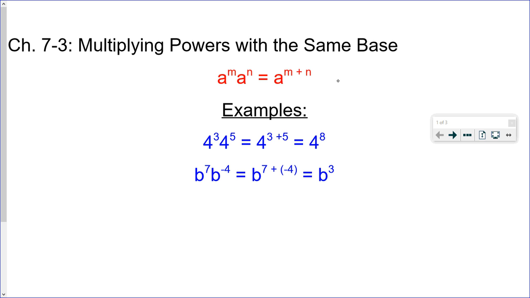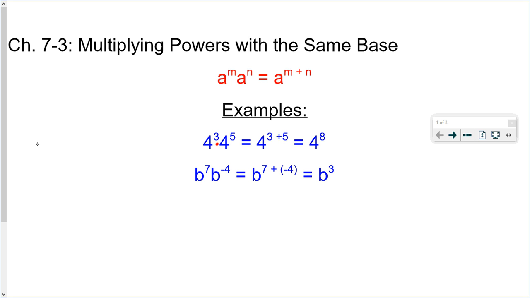So this is defining it algebraically. Let's look at it with numbers. So 4 to the third times 4 to the fifth can be simplified to 4 to the eighth. All right, so all you have to do when you're multiplying powers with the same base is add the exponents. And I can show you why that works.